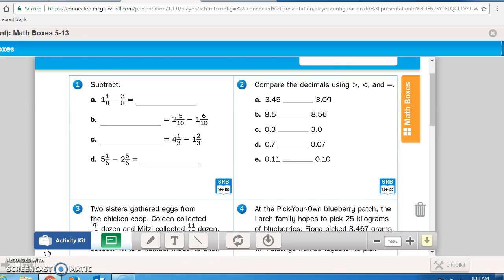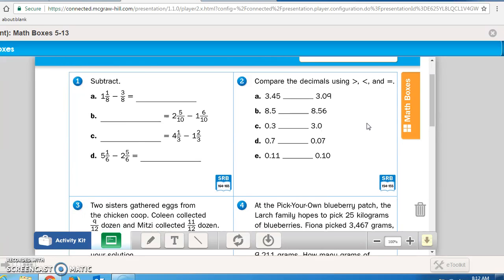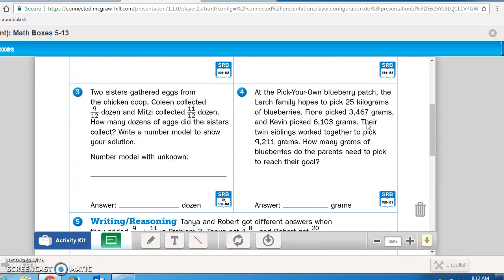Next you're going to do Math Journal page 187. Pause the recording now and turn to that Math Journal page. Math Box 1 is asking you to subtract fractions. Math Box 2 is asking you to compare the decimals using greater than, less than, or equal to signs. Pause the recording if you want to complete those 2 math boxes before you continue. Then turn it back on as I read problems 3 and 4.